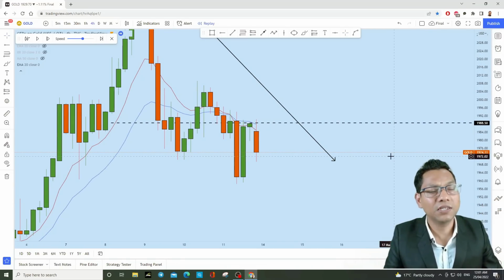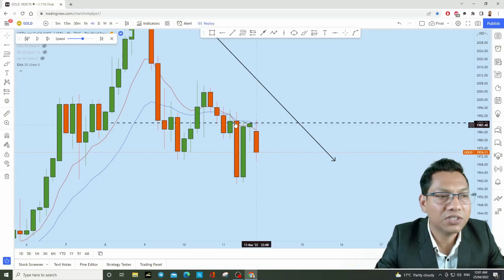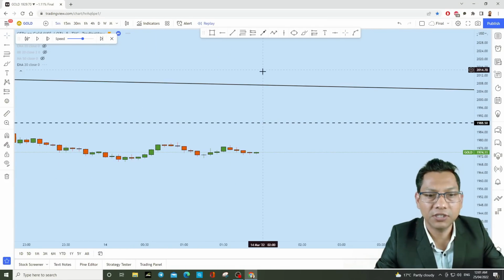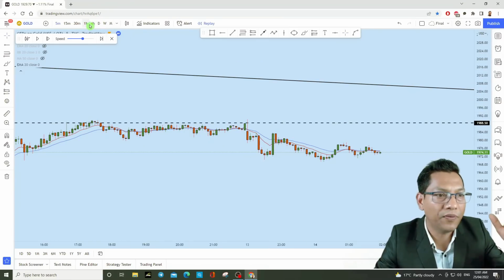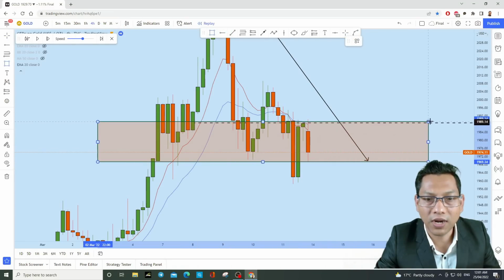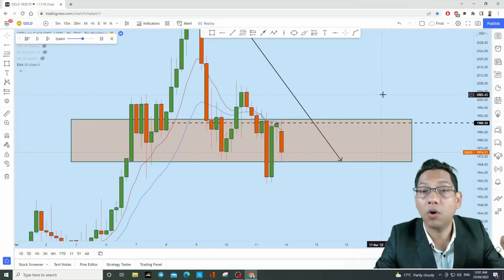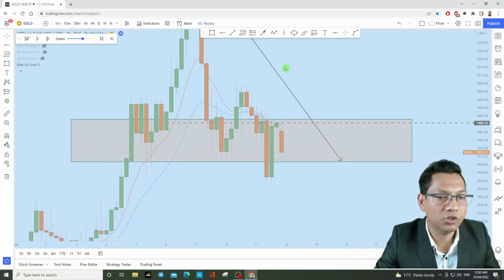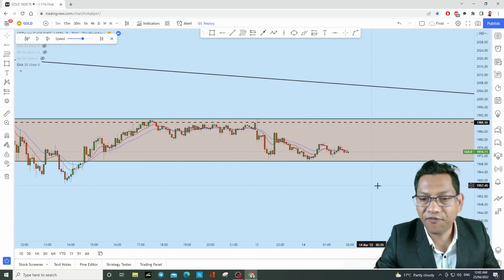So what is next? Jump on to the 5 minutes time frame. Now this is the 5 minutes. But before we go to the 5 minutes, one thing we will do: we will zone out this candle so that we know the range of this 4-hour candle that we are targeting. So now this is the 5 minutes time frame.